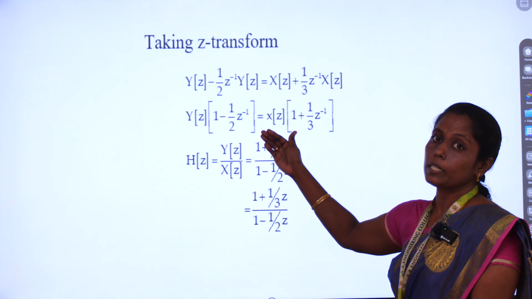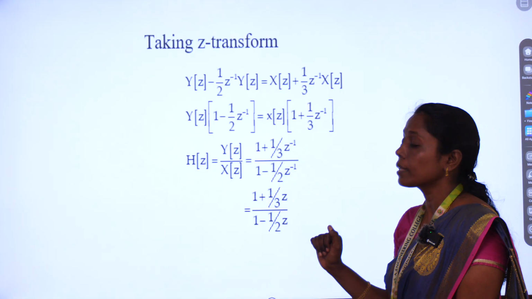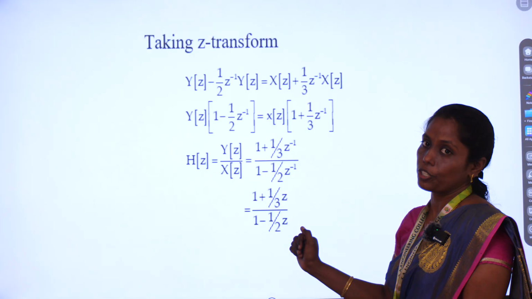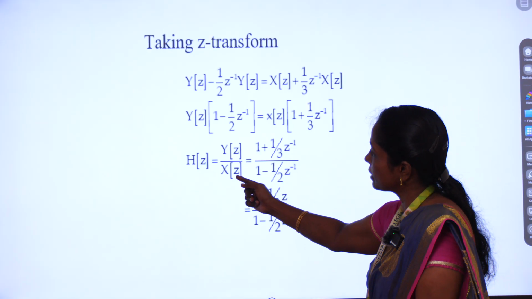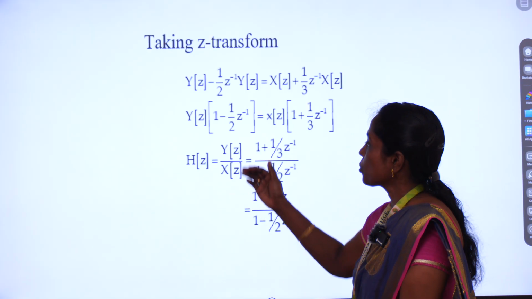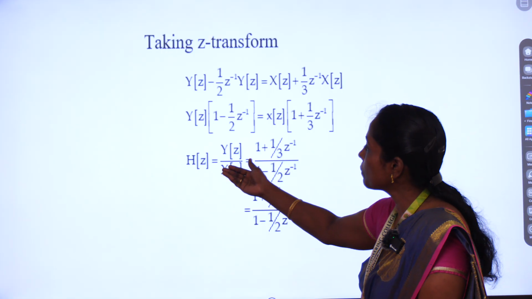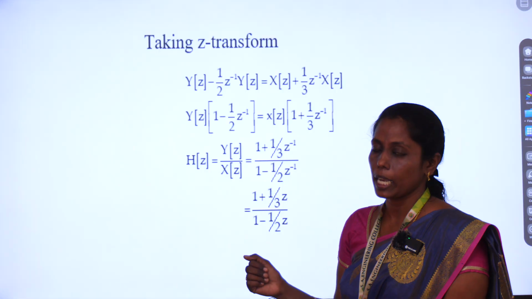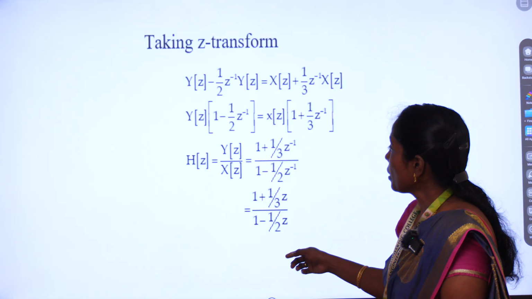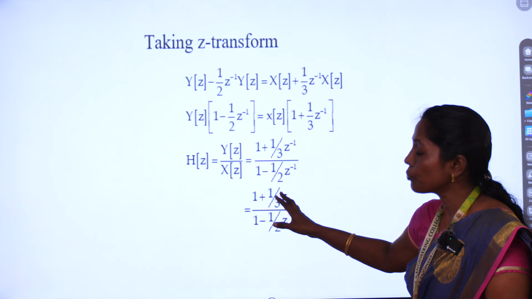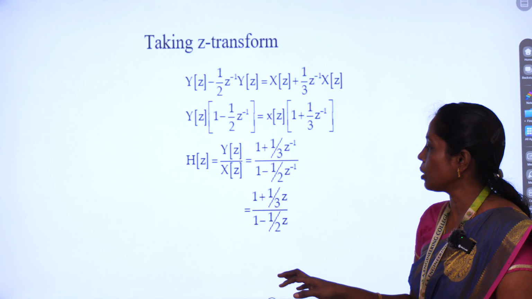So the output divided by input is nothing but the transfer function, which we have written as H of z. So the output Y of z divided by the input X of z is nothing but the transfer function H of z. So now we have obtained the transfer function for this given equation.